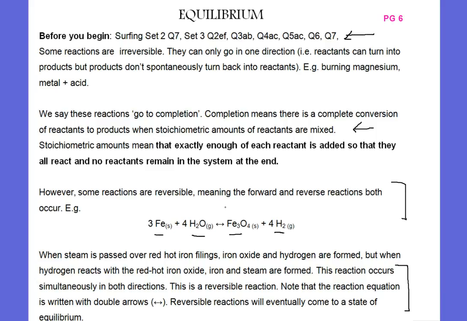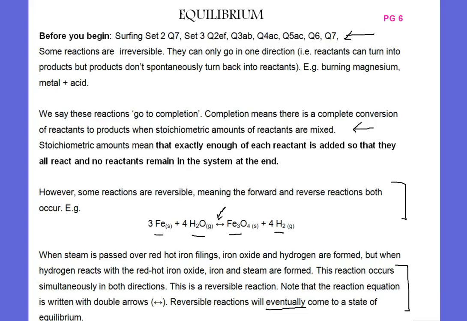Now, note for a reversible or equilibrium reaction, we draw the double arrow to show that it's going in both directions. And reversible reactions eventually come to a state of equilibrium. After reacting for a while forwards and back, eventually the rate of forward reaction equals the rate of reverse reaction, and even though the reaction continues, the amount of products and amount of reactants stays constant because the rate of reaction is the same in both directions.